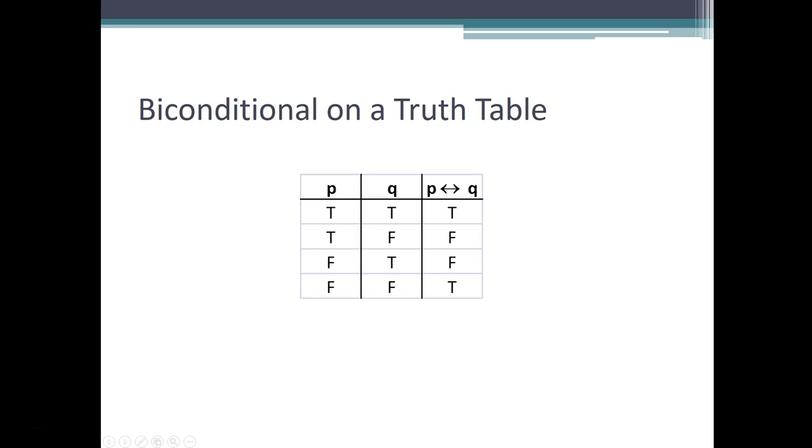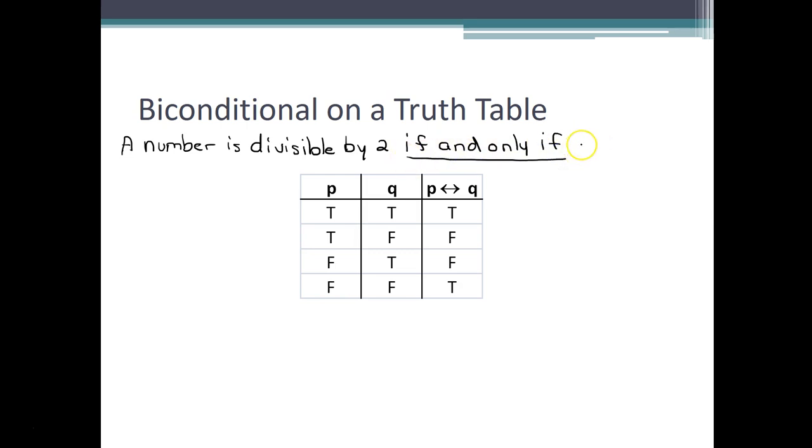Biconditional. Remember, biconditional, you're using the if and only if. Like, you might be saying a number is divisible by 2 if and only if it is even. Here's an example of a biconditional statement.